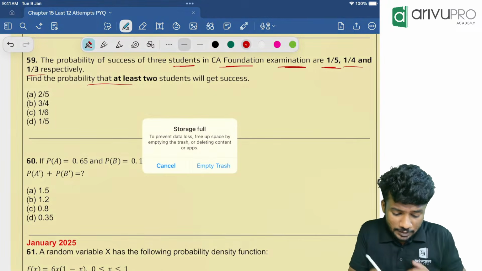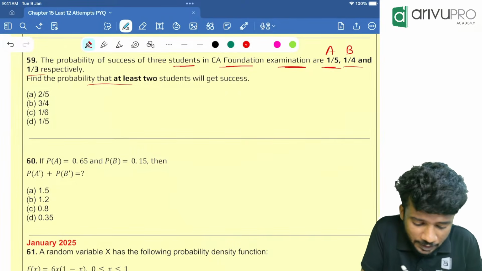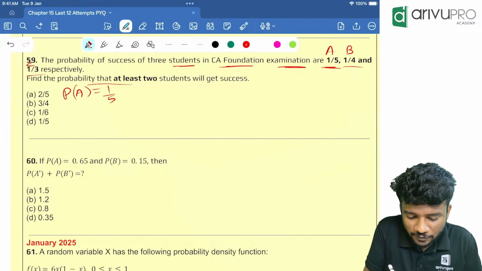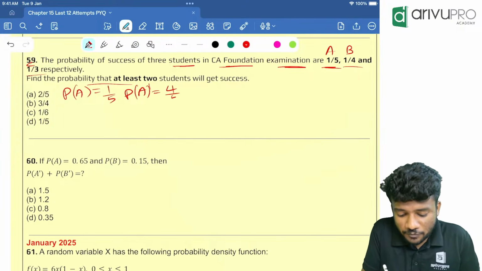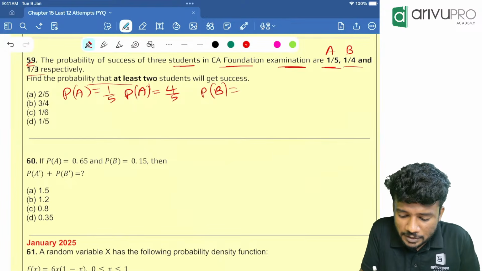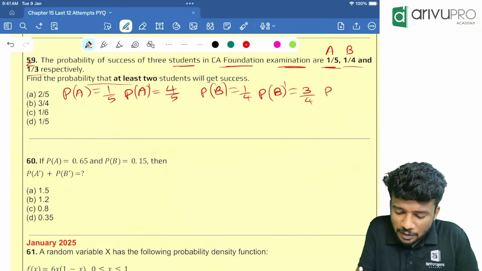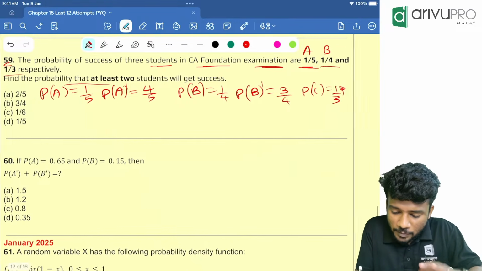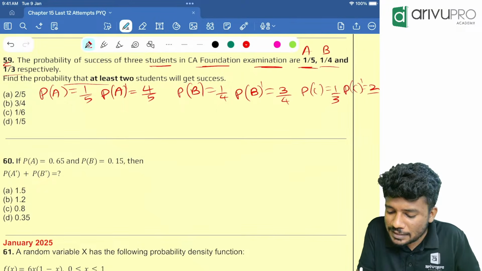Okay. Now, let's see. Probability of success. Let this person be A, let this person be B, and let this person be C. That means P of A is 1 by 5. P of A complement is 1 minus 1 by 5, that is 4 by 5. Then P of B is 1 by 4. P of B complement is 1 minus 1 by 4, that is 3 by 4. Then P of C is 1 by 3. Then P of C complement is equal to 1 minus 1 by 3, that is 2 by 3.